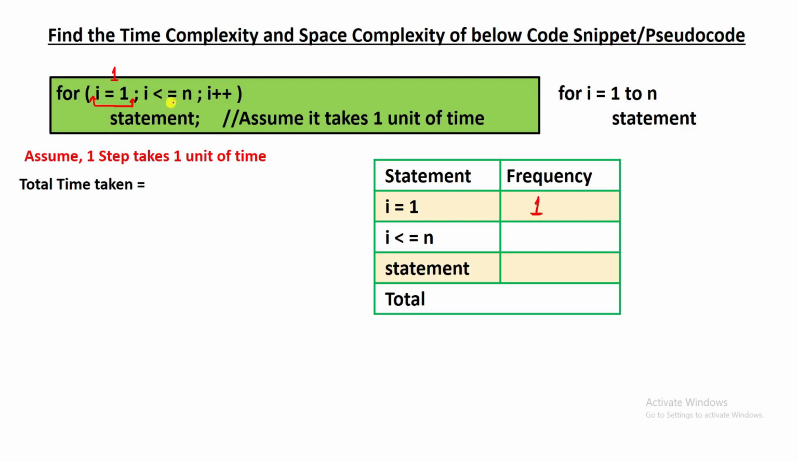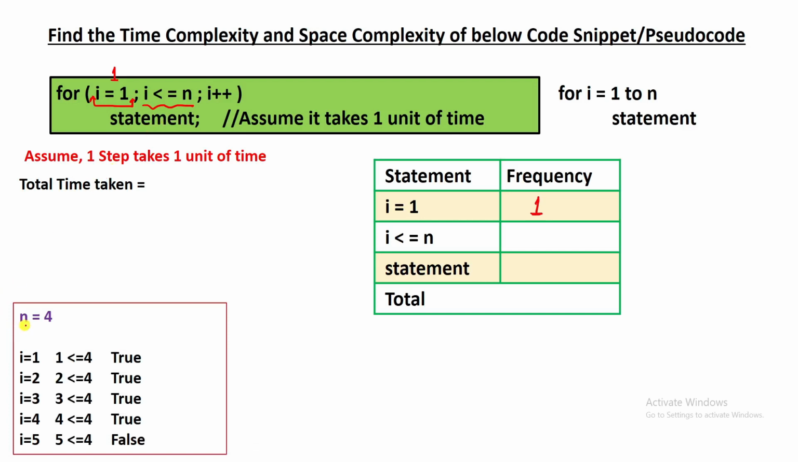Now, how many times will I less than or equal to n be compared? Let's take a smaller example. If n is 4 and I is starting from 1, I will go on till 4. 4 less than or equal to 4 is true. But for the fifth time, when I is 5, this statement will go to the CPU and 5 less than or equal to 4 will be false. But the comparison is still being done. So for n equal to 4, the statement I less than or equal to n is executed a total of 5 times.